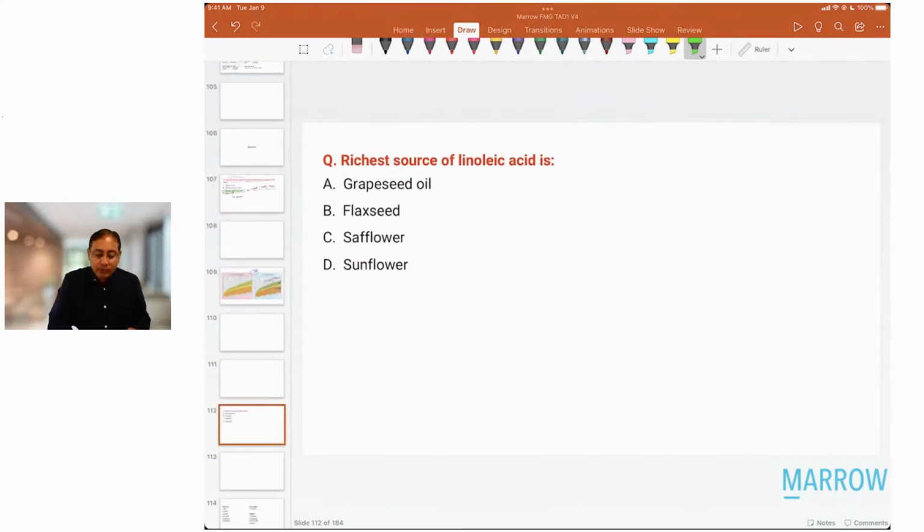Richest source of linoleic acid. This is a biochemistry question. Which of the following is the richest source for linoleic acid? What is linoleic acid, omega-3 or omega-6? Please remember, linoleic is an omega-6 fatty acid.